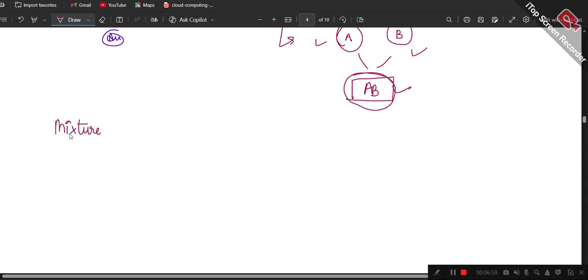So when I talk about the mixture part, mixture is, as the name suggests, made up of different participating particles. Particles means atoms and molecules. So the participating particles are different.